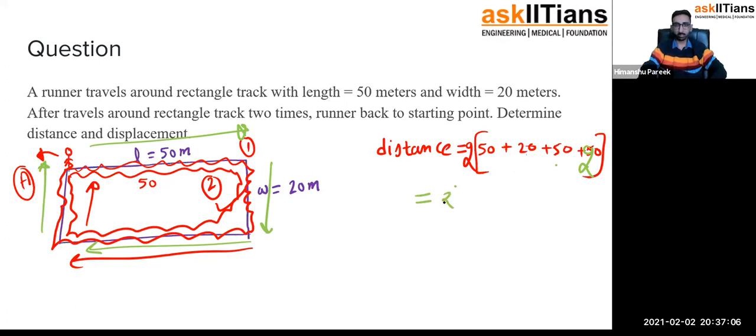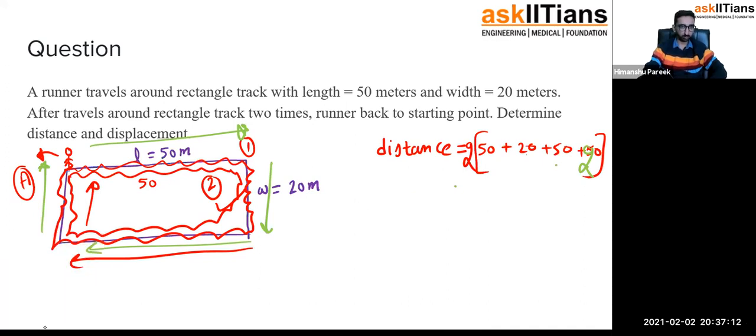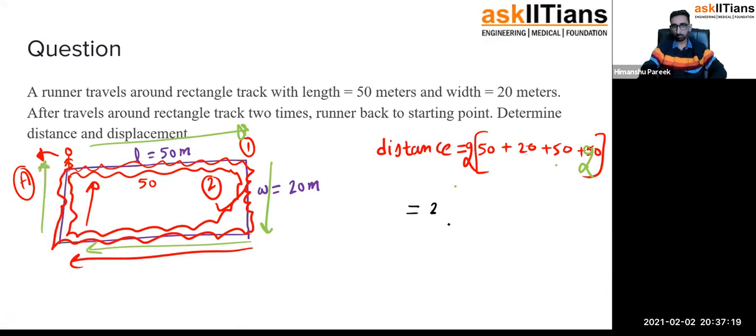I think I should change the pen color, not visible. Yes, let us take a different color, black. So 2 times of 50 plus 20 is 70. 70 plus 50 is 120, 140. 280 meters. That's the distance.